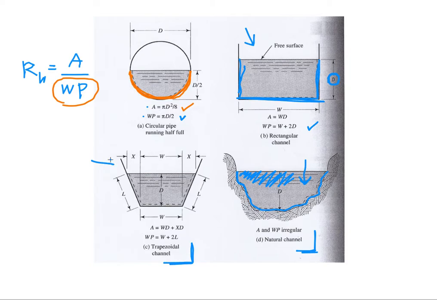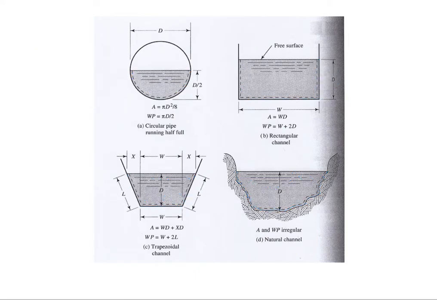For the trapezium like this, I hope you could calculate by any means. If you want to calculate the wetted perimeter, you need to know the length here, plus this length, and plus this length. And then you need to calculate the cross-sectional area of water here. Then you could calculate the hydraulic radius by using this equation. So I hope you could understand about the hydraulic radius.